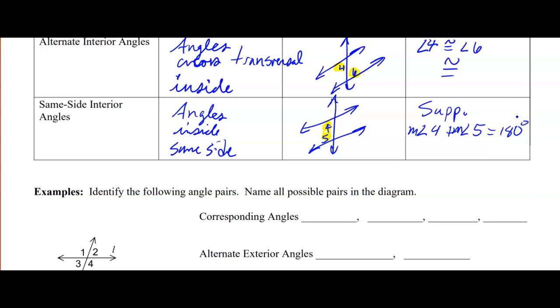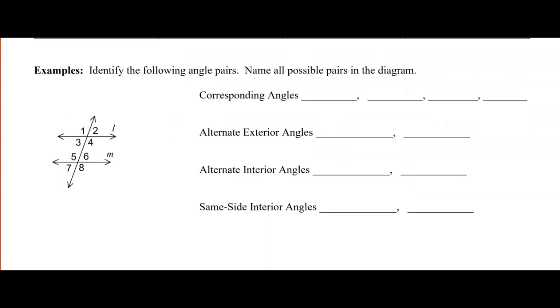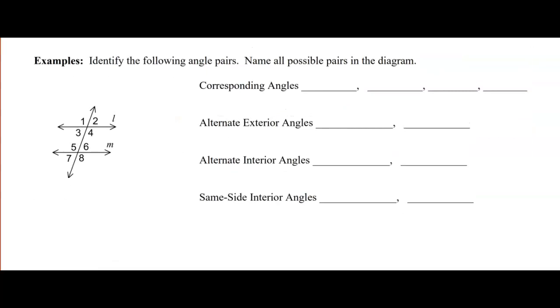Okay. So pairs on parallel lines, you have two choices. 1, they are the same. 2, they're supplementary. All right, so pairs in our diagram, corresponding, same location. What's in the same location? 1 and 5, upper left. 3 and 7, lower left. 2 and 6, both in the upper right on the parallel lines. 4 and 8, lower right on the parallel lines.